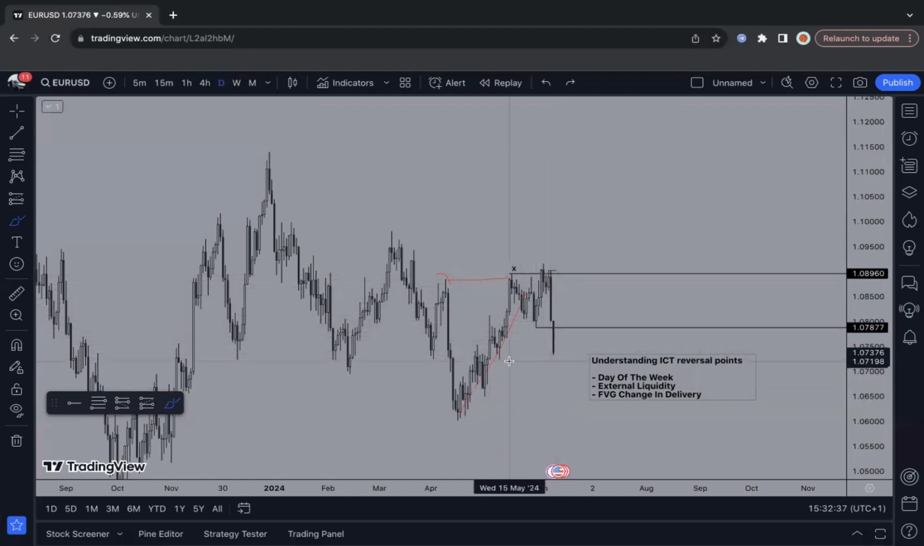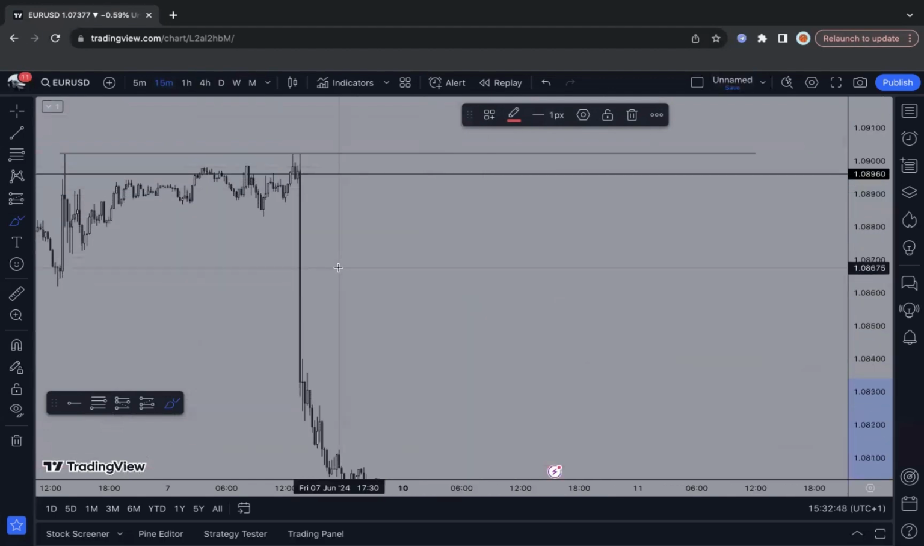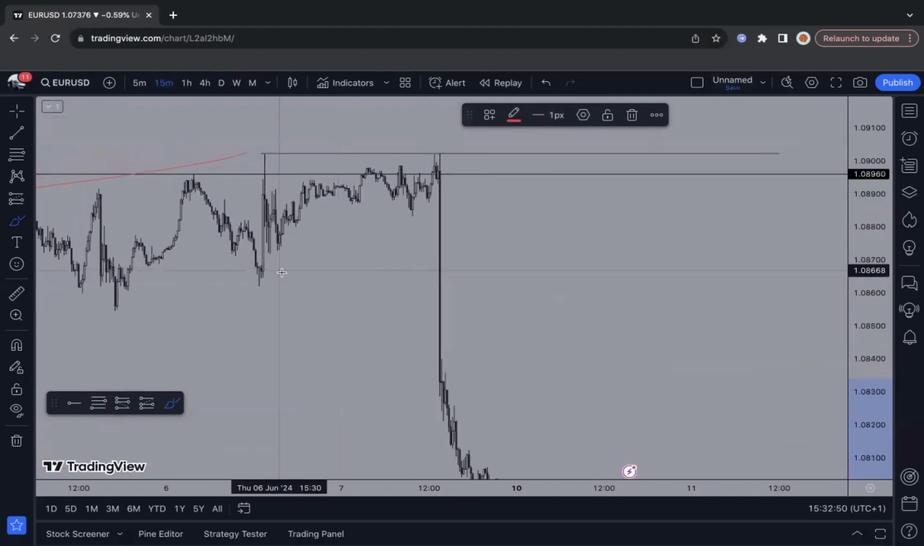So now what do I expect? I expect we probably run this low before seeing some kind of reversal back into here. You want to be looking on the 15-minute time frame for a change in delivery state. So if I can find a change in delivery state, so delivery state is something like this candle within here.